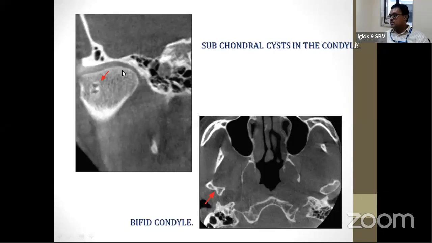But on a CBCT, everything is caught. The finest of the detail is available, provided we know how to browse through the volume. All you need to do is browse through the volume.